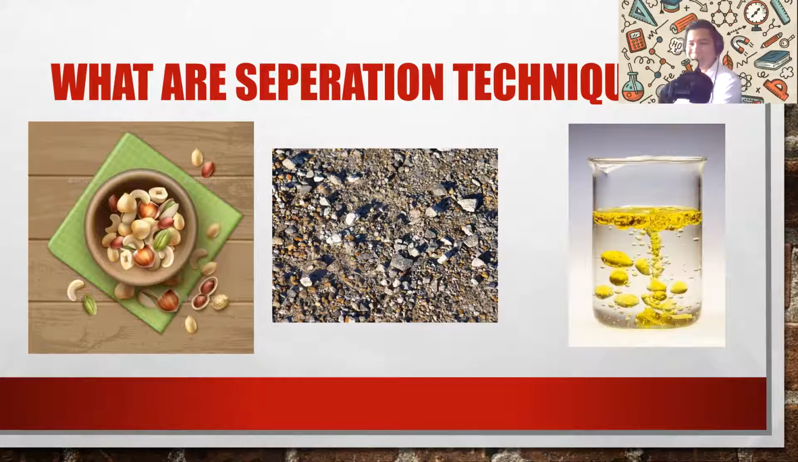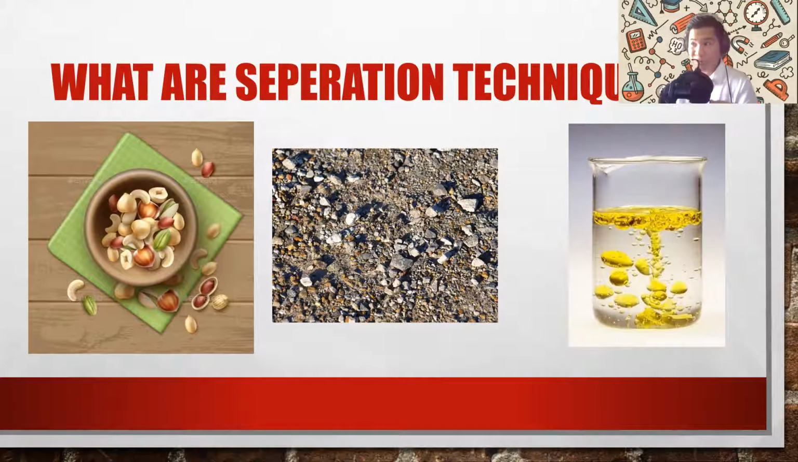Okay, first things first, separation technique. The basic separation technique we have is what we call picking, okay? Picking. We are going to use our fingers to pick things. Like in the examples here, let's say that I am allergic to peanuts, but I like pistachio. So what do I do? When I am given a bowl of nuts, I use my finger. I pick the pistachio nuts. Okay? It's that easy. I use my finger. That's the first separation technique.